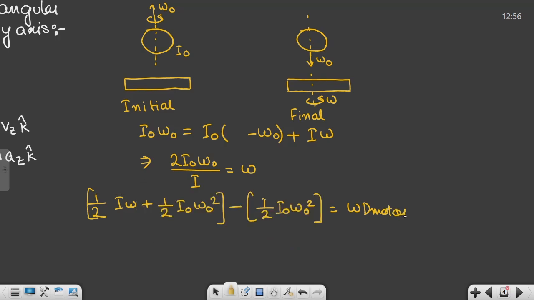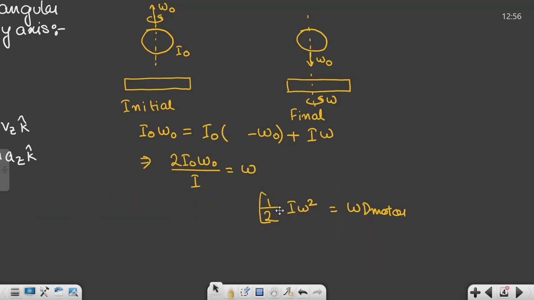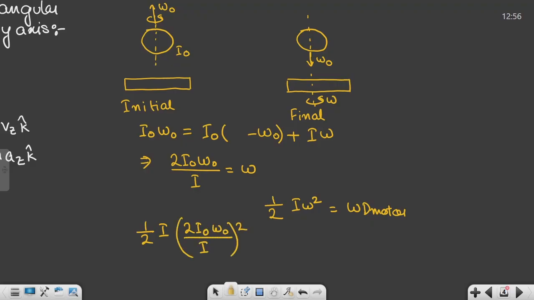Yeah, motor half I omega square. Okay. Now what I did was I subtracted this and this term, and the remaining term I made neat and clean. Now work done by motor is nothing but half I into omega square. So 2 I naught omega naught by I whole square is equals to work done. Or work done is equals to half I into 4 I naught square omega naught square divided by I square.